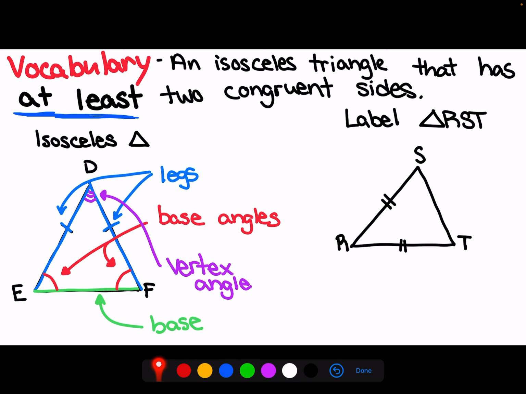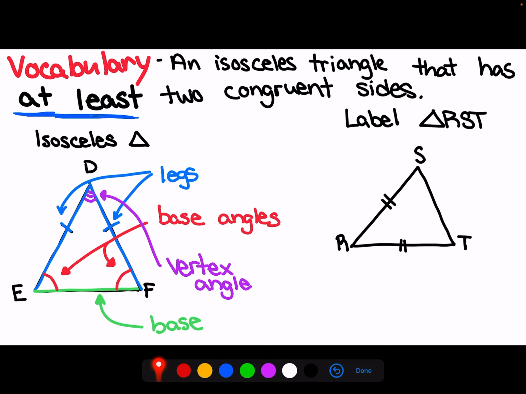Now, the legs meet with the base of our triangle. That last side, the side that is not congruent to the two others, is called our base. Our base is just our third side. It's the side that's not congruent. Where the base and the legs meet, we have base angles. Base angles are always connected to the base. And further, base angles will always be congruent in an isosceles triangle.